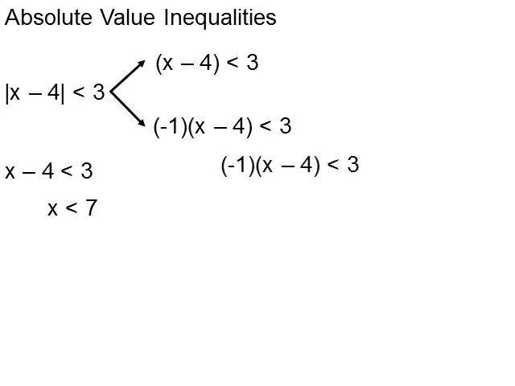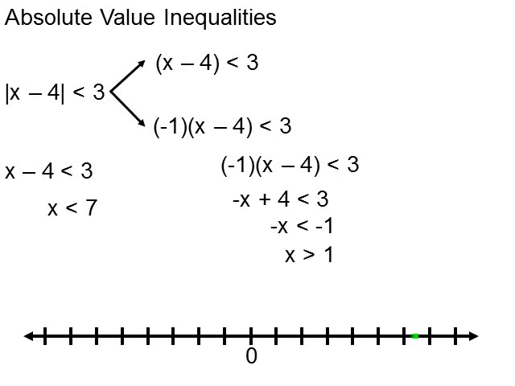And if negative 1 times x minus 4 is less than 3, first we have to distribute the negative 1. That gives us negative x plus 4 is less than 3. Subtract 4 from both sides. That's negative x is less than negative 1. So we have to divide by negative 1 so we can get positive x. When we divide by negative 1, we have to flip the sign. So that gives us x is greater than 1.